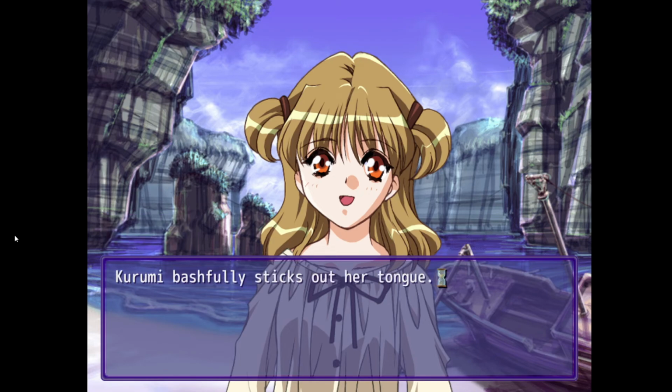Kurumi bashfully sticks out her tongue. Why don't you stick your face in the ocean? Before I realize it, a smile has risen on my face.